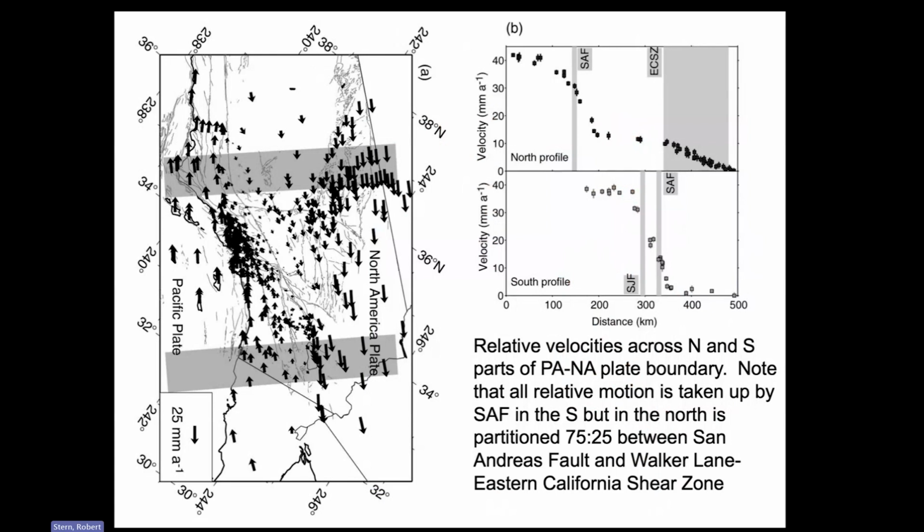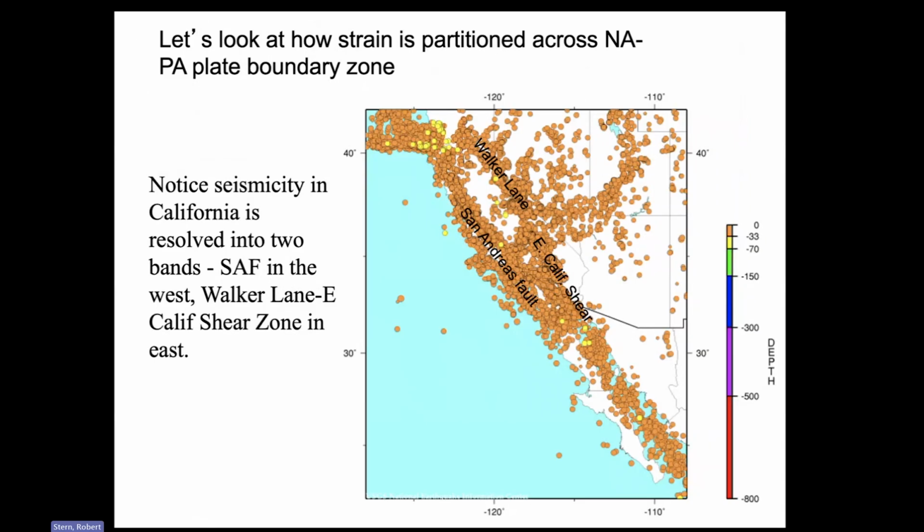And I want to draw your attention in our last few minutes to these structures that are developing in Eastern California. This is called the Walker Lane, and this is the Eastern California shear zone. They are associated with the San Andreas fault. They're taking up some of the strain. About 25% of the relative motion between the Pacific plate and North America is now accommodated on that Walker Lane, Eastern California shear zone.